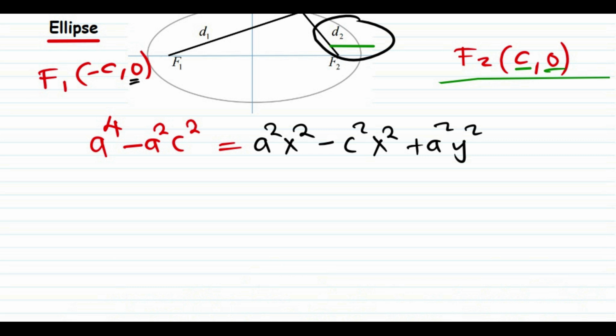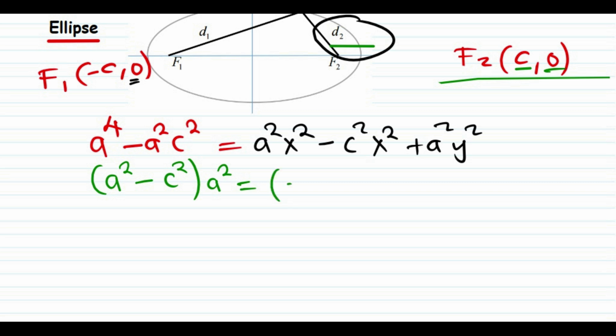If we are to factor out what we have, let's see what we're going to remain with. For the first part, if we factor out a squared, we're going to remain with a squared minus c squared, and then our a squared outside. And then on the other side, if we factor out the x squared, we're going to remain with a squared minus c squared, and what is outside is x squared, which is common, and then we are remaining with a squared y squared. What do we do at this point? What can we do? We can do something interesting to simplify what we have. What do you think we should do there?